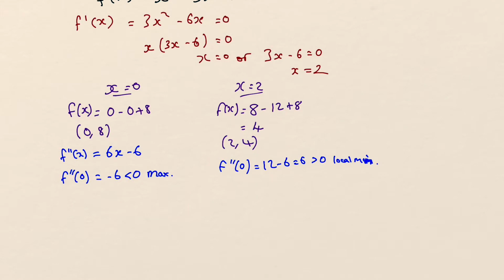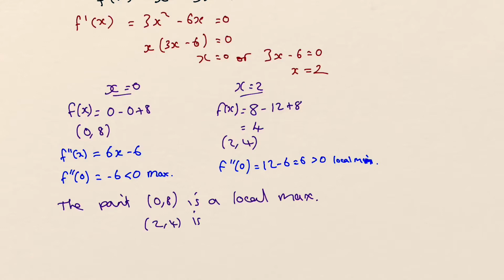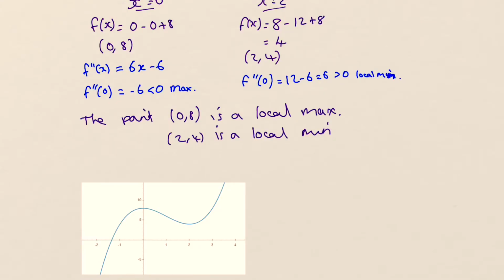So, to answer the question, the point (0, 8) is a local maximum, and the point (2, 4) is a local minimum. If we have a look at the graph for this, at the point (2, 4) we've got a local minimum, and at the point (0, 8), which is there, we have our local maximum.